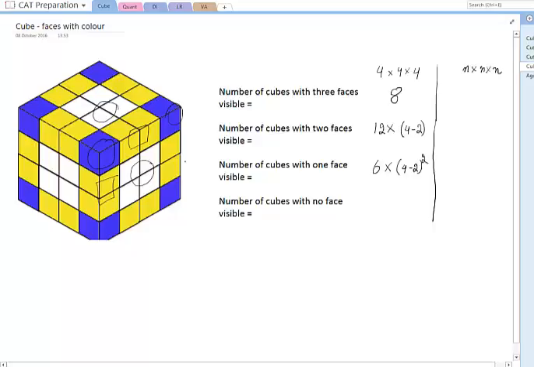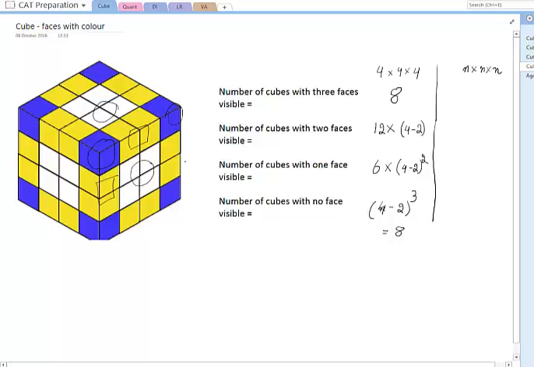And then how many cubes have no face visible? I'll need to remove one layer from each of the dimensions to get to the inner layer. In this case it would be 4. So if I remove the top layer and the bottom layer from each of the 3 sides and then cube that, it gives me the number of cubes which are trapped inside, which in this case will be 2 cube, or 8.